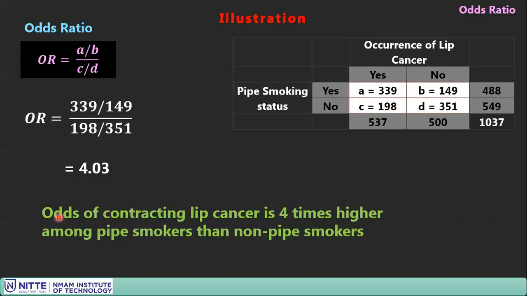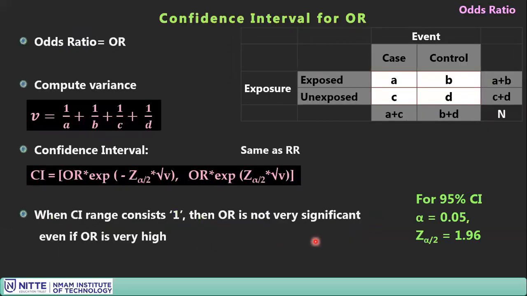How do we interpret it now? Odds of contracting lip cancer, this is the outcome. Odds of contracting lip cancer is 4 times higher. The number is more than 1, right? So it is 4 times higher among the pipe smokers compared to non-pipe smokers. So numerator, denominator: among the pipe smokers it is greater compared to non-pipe smokers. So we have calculated the OR and it's a point estimate.